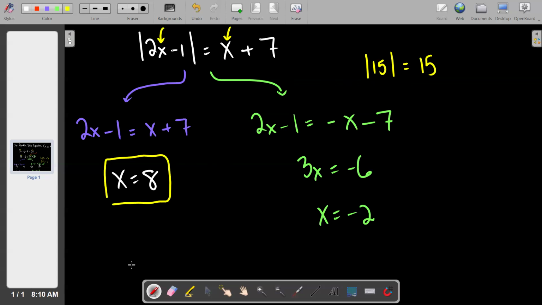Okay. Let's test negative 2. What is 2 times negative 2? Negative 4 minus 1. So we have the absolute value of negative 5 being equal to negative 2 plus 7 is 5. So here's an example of one where we would box them both. Would anyone in all their genius like to make a guess, a conjecture as to what example 4 will entail?